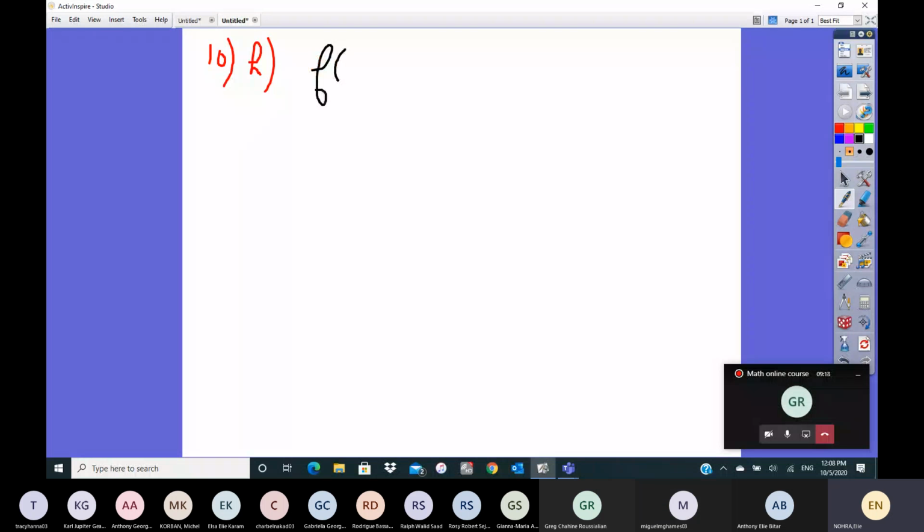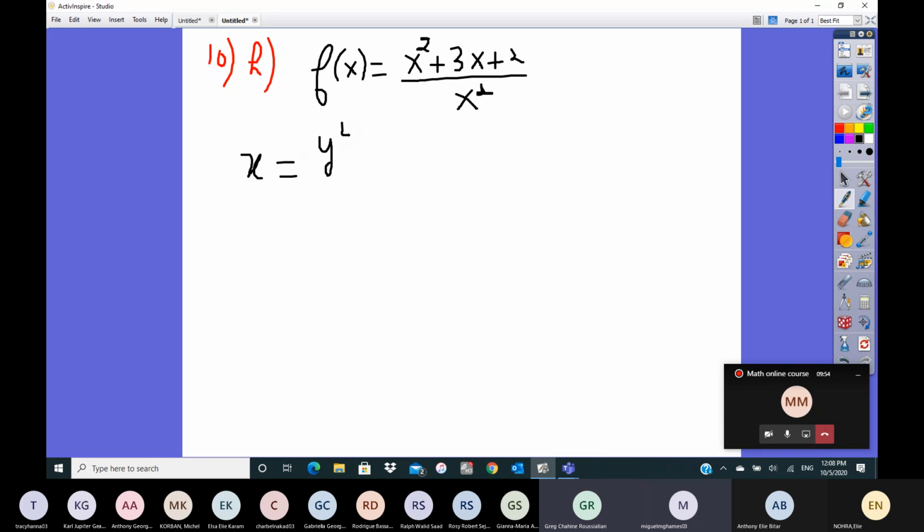Let me write again f of x, which was x squared plus 3x plus 2 over x squared. The first step, as we said, is what do we do? We permute x and y. So we get x equals y squared plus 3y plus 2 over y squared.